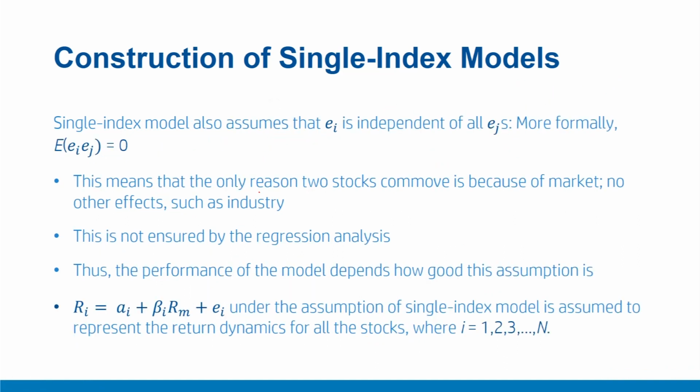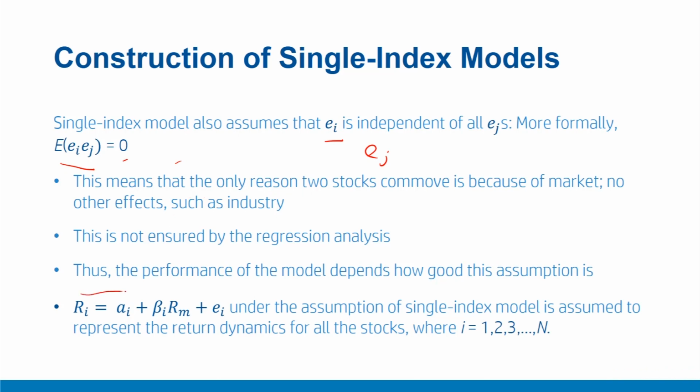However, there is one additional assumption of single index model that is not guaranteed by regression analysis. Single index model assumes that the error Ei is independent of Ej for another security. Or more formally, the expectation of Ei Ej is 0, or correlation between errors Ei and Ej is 0. This requires that the only reason stocks should co-move is because of the market movement. There are no other effects like industry effects, etc., that can cause correlation across stocks. So there is nothing in regression analysis that ensures it, and therefore the performance of the model depends on how close this assumption is to reality.